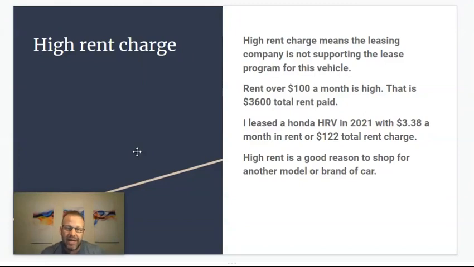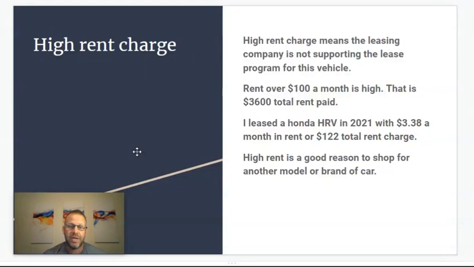Just as an example, and I don't want you to think this is what you're shooting for, I just wanted to show you what's possible. I actually leased a Honda HRV in 2021, and when I did this calculation, I was only charged $3.38 a month in rent. Multiply that by the 36-month contract, and the total rent charge was $122 for the entire three years, about $3 a month.